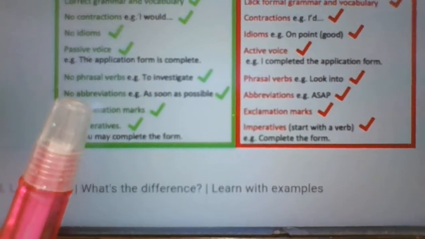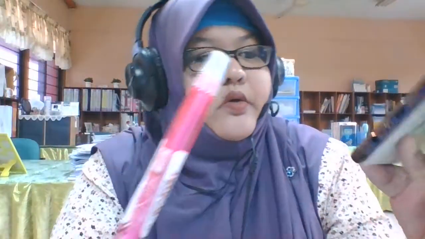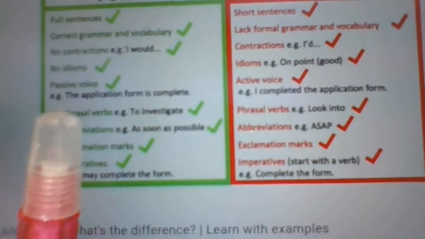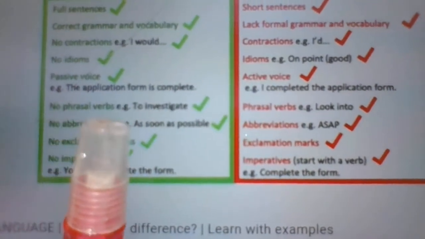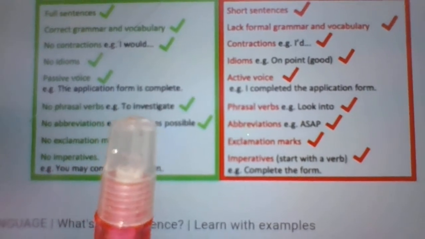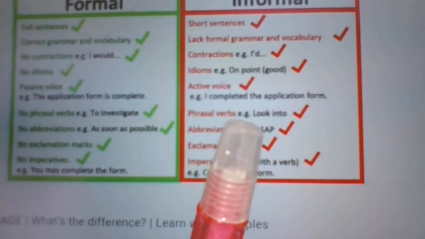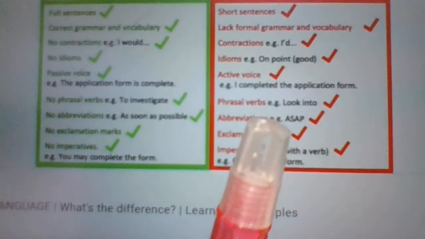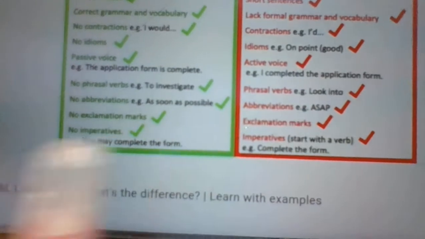Next, for the formal language: no phrasal verbs, no abbreviations, no exclamation marks, and no imperatives. What does it mean? This one, no phrasal verb. To investigate. Phrasal verb, look into. This is more informal.